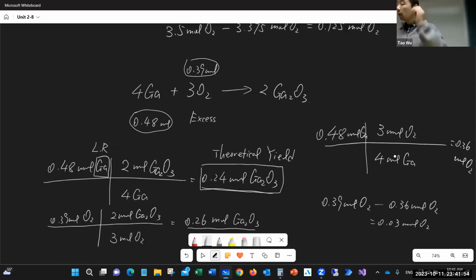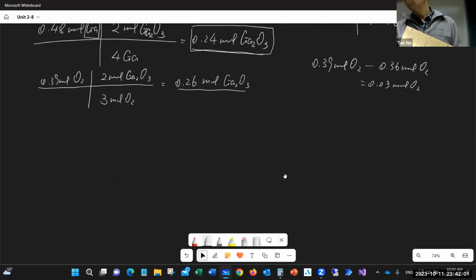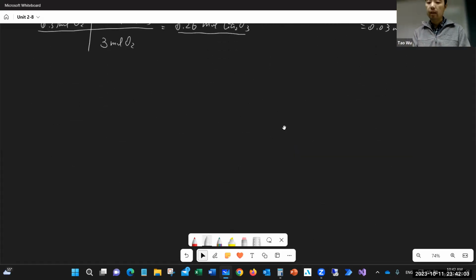Yeah, makes sense. Okay, so this is just a mole to mole ratio, right? The question gave you the mole. But if the question gave you the mass, it's actually doing the same thing. That's why I gave you question 11. It's just a little bit of a challenge, but generally the logic is the same.